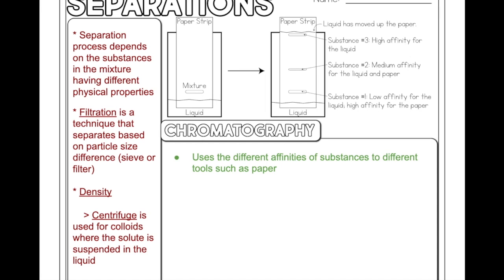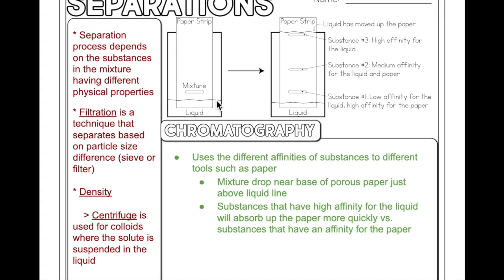For chromatography, this uses the different affinities of substances to different tools, such as paper, or to the liquid being used. If we're using paper chromatography, a drop of the mixture is dropped near the base of the porous paper. Things like coffee filters are pretty porous paper, and it's just above the liquid line. If we look here, we have our mixture, and it is just above the liquid line.